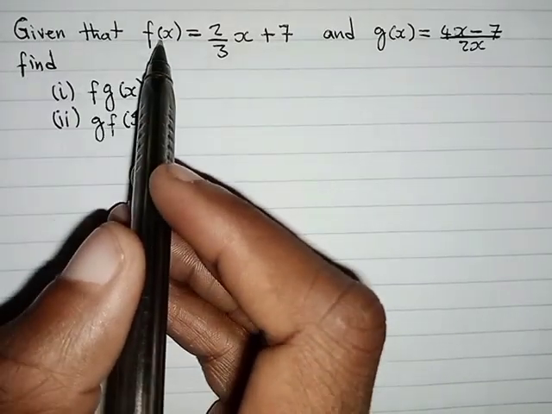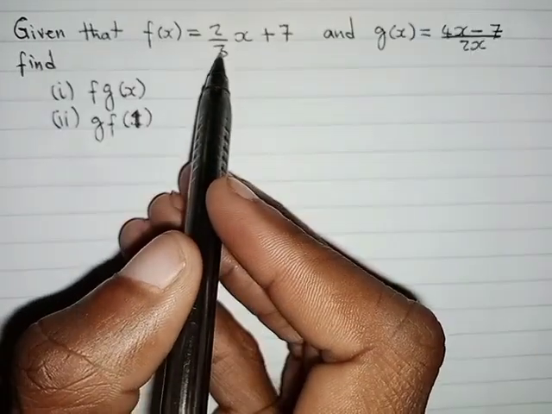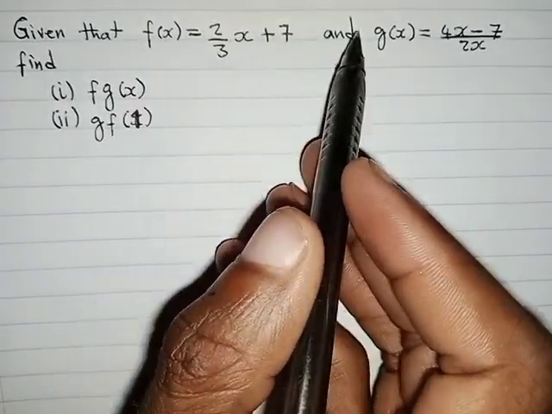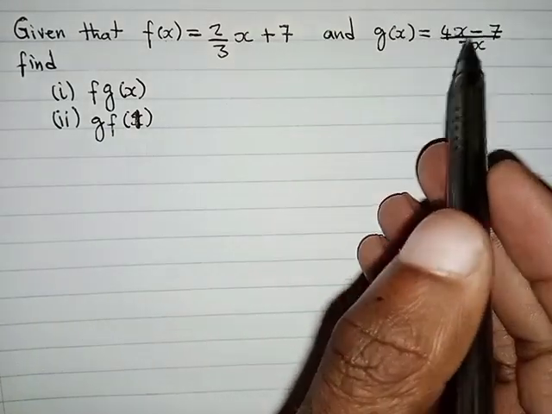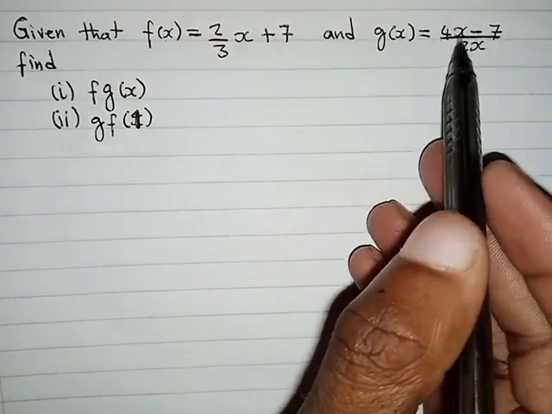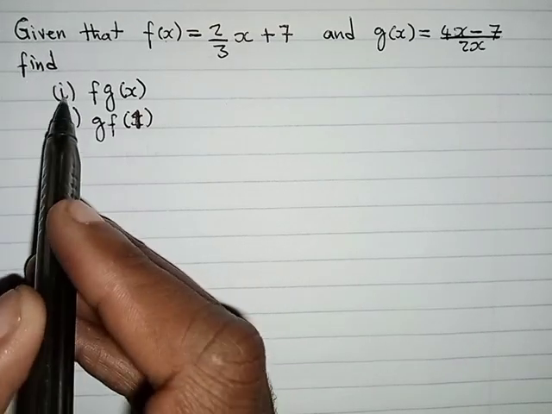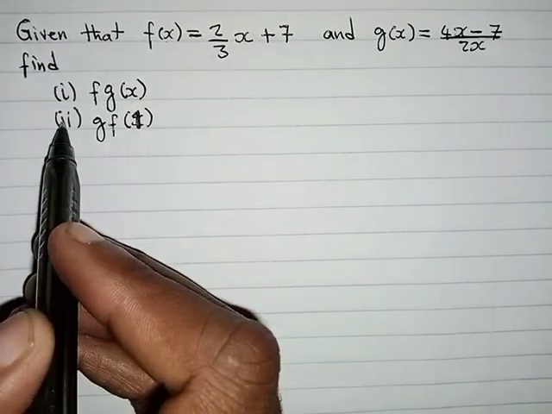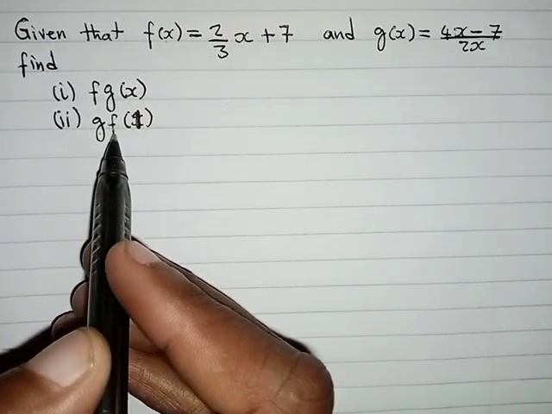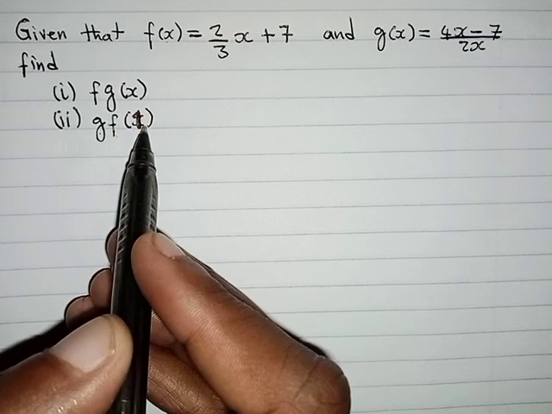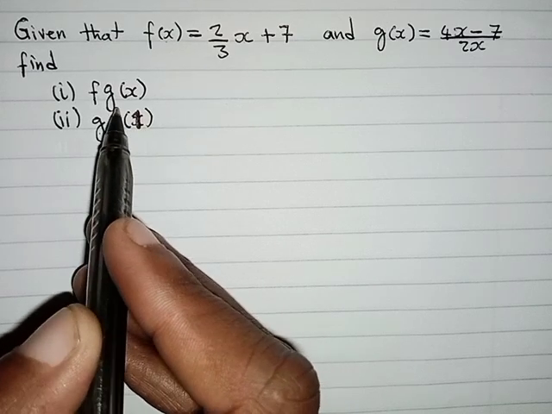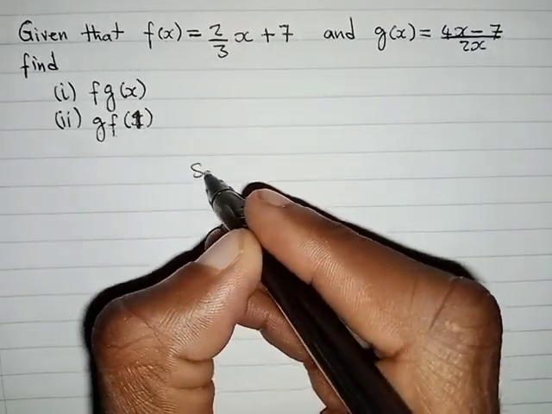We are given that f(x) = 2/3 x + 7 and g(x) = (4x - 7)/(2x). So we should find one, f of g of x, and the second one is g of f of 1. Solution.